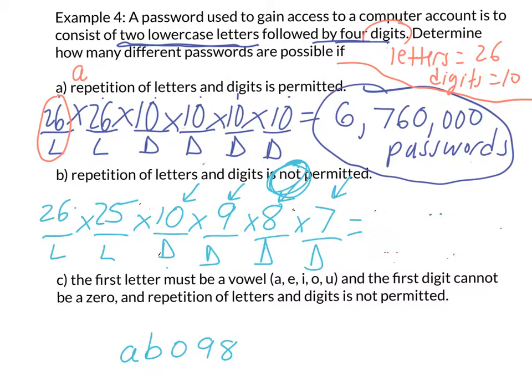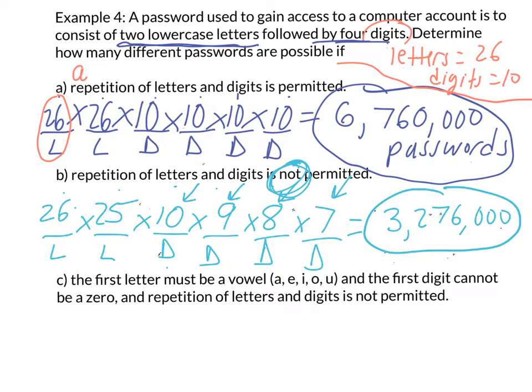When I multiply this out in the calculator, and when we do that, so we have 26 times 25 times 10 times 9 times 8 times 7. Check, you should be getting 3,276,000 different passwords you could create if you're not allowed to repeat a letter or a digit.